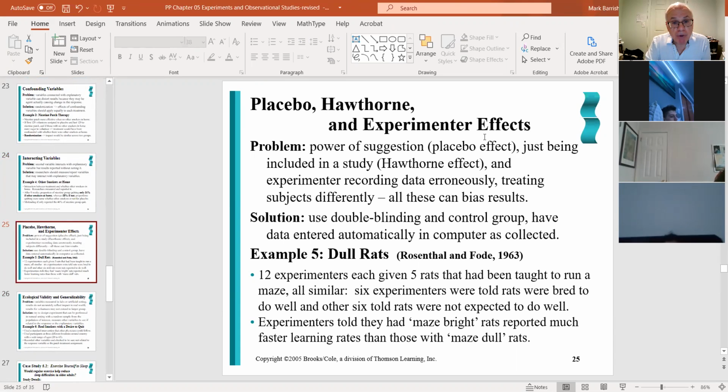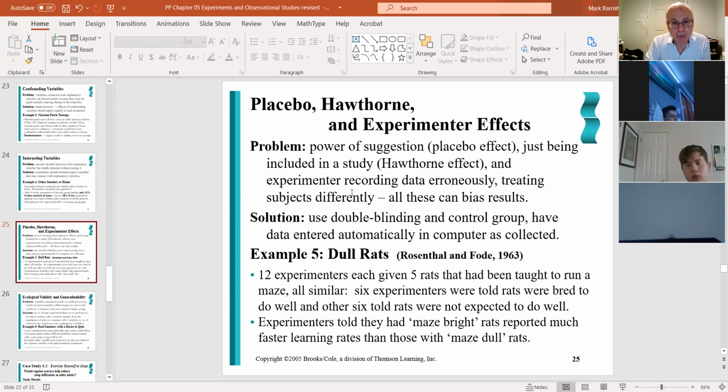There are some other types of effects which are mentioned in the book. I don't really go into it that much in terms of testing, but I will mention a couple of these. The placebo effect, obviously, another term for that is the power of suggestion. There's another effect called the Hawthorne effect, which means the results are biased because of the fact that you're just in the study as opposed to being in a natural setting.